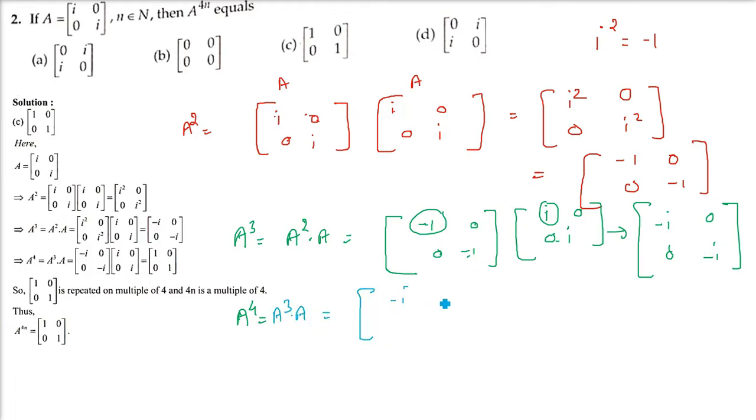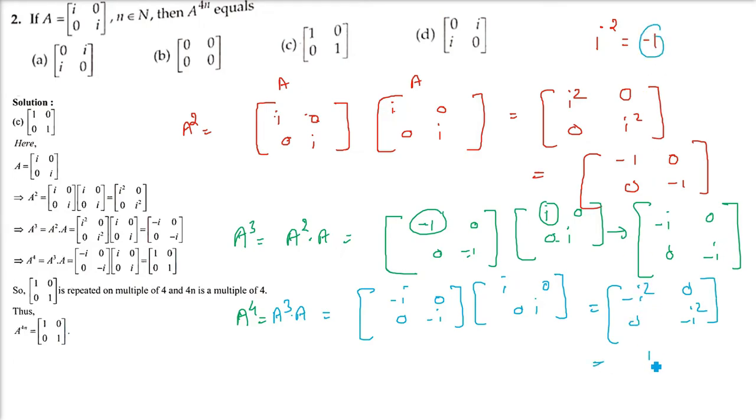That is also possible. But A cube into A, rather than multiplying 3 times A square, A cube and A4, you could have done A4 as A square into A square. So minus I into I here, so minus I square, and in the second part of the diagonal, it will be minus I square. I square is minus 1. Just put minus 1, minus is plus, 1, 0, 0, 1. Now this is A raised 4n. So it can be written as A raised 4 to the power n.